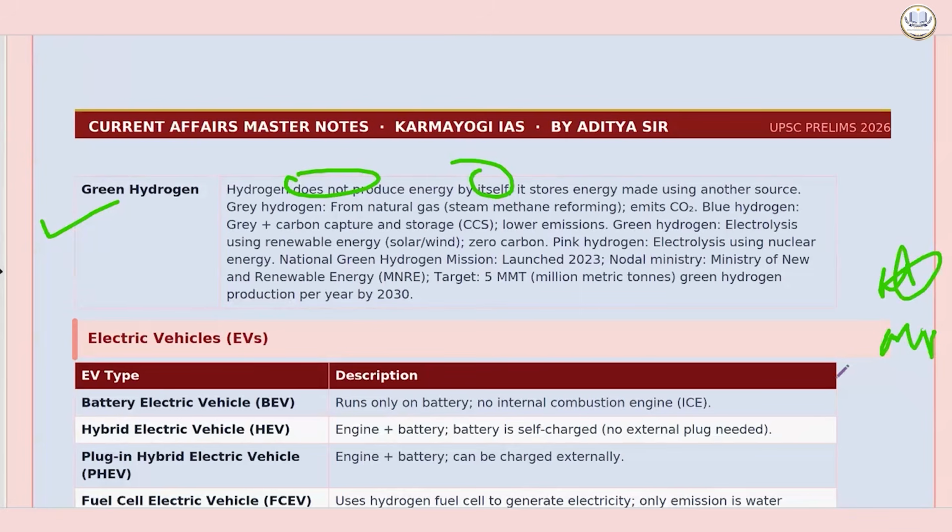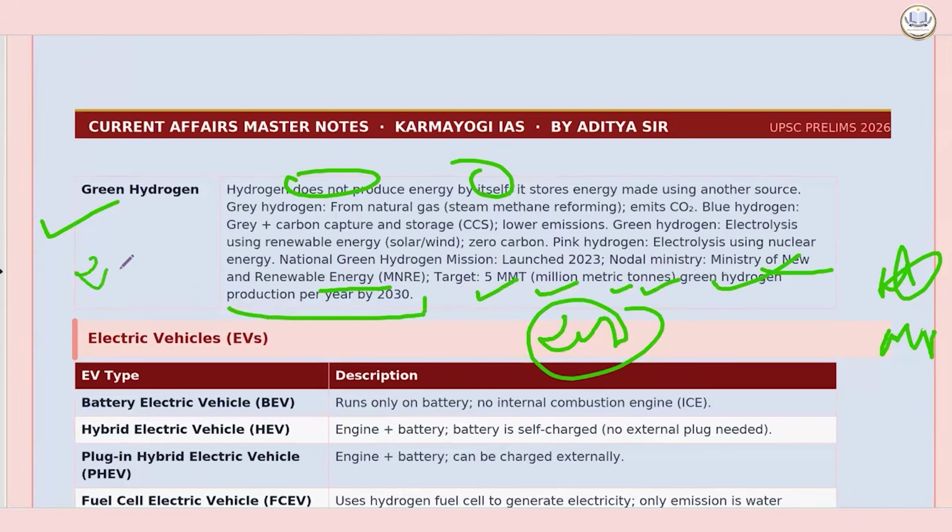The National Green Hydrogen Mission was launched in 2023. The nodal ministry is the Ministry of New and Renewable Energy. The target is 5 million metric tons of green hydrogen production per year by 2030.